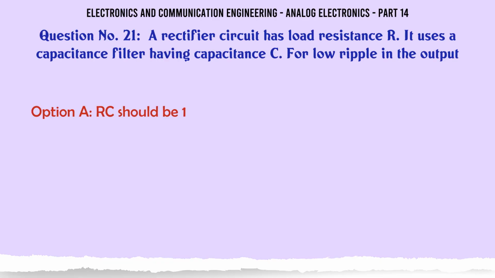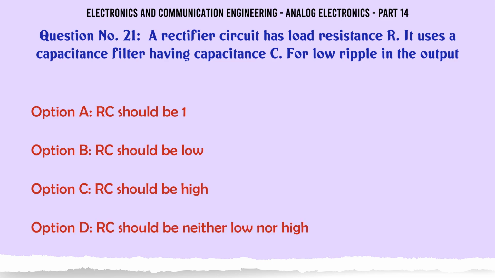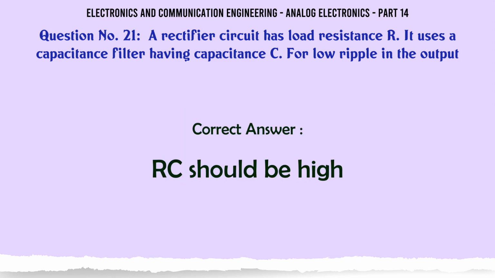A rectifier circuit has load resistance R. It uses a capacitance filter having capacitance C for low ripple in the output. A, RC should be 1. B, RC should be low. C, RC should be high. D, RC should be neither low nor high. The correct answer is RC should be high.